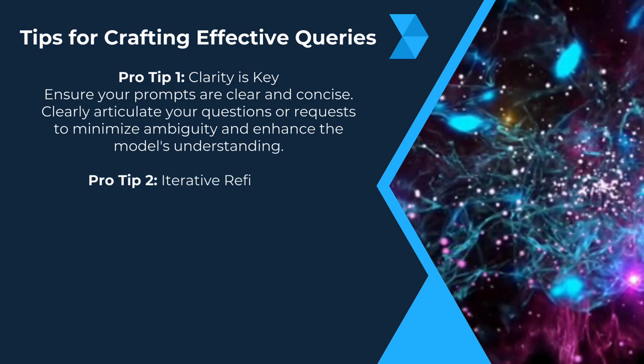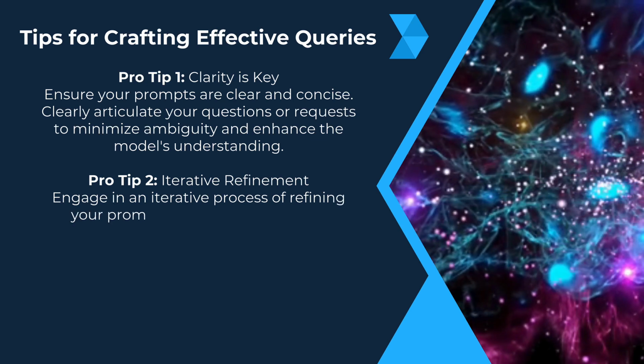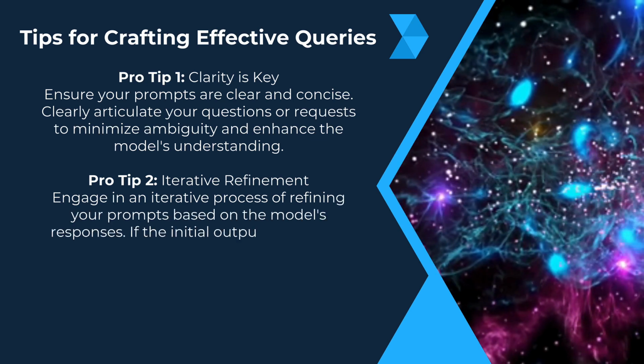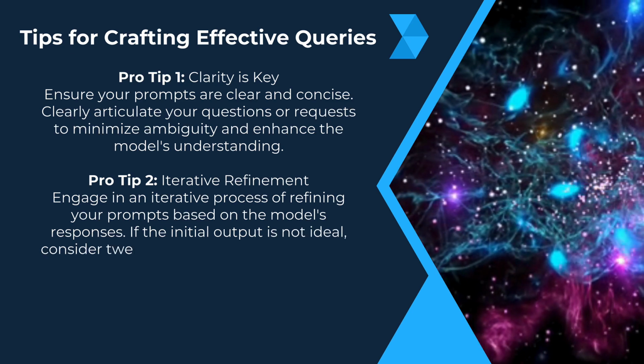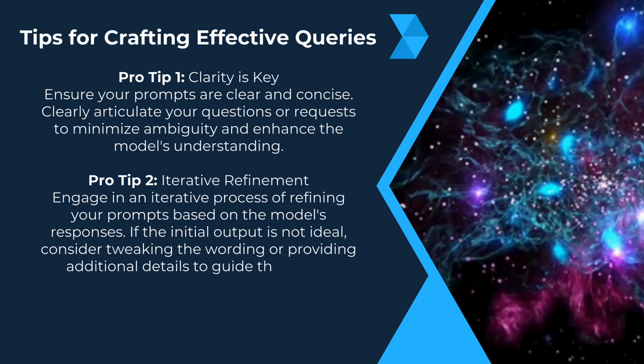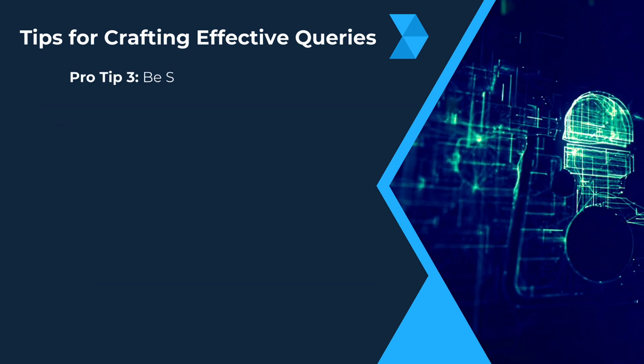Pro tip number 2. Iterative refinement. Engage in an iterative process of refining your prompts based on the model's responses. If the initial output is not ideal, consider tweaking the wording or providing additional details to guide the model towards the desired outcome.